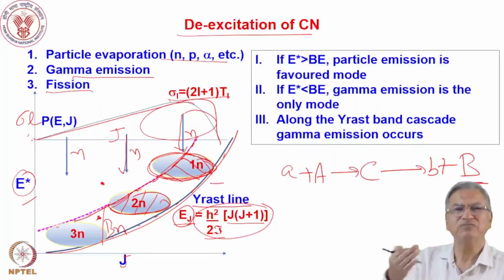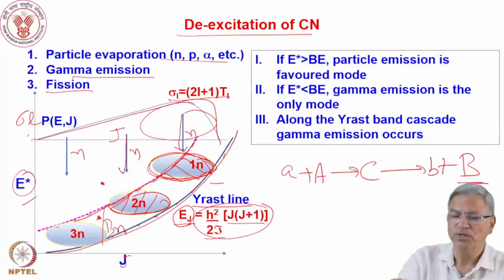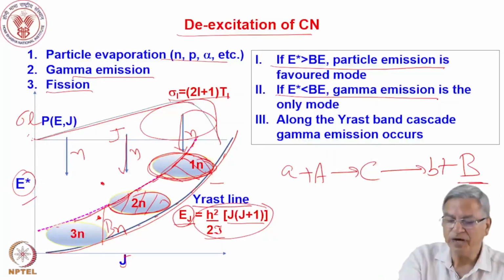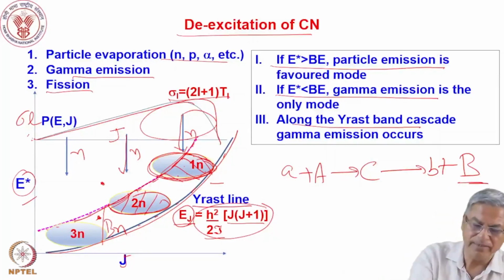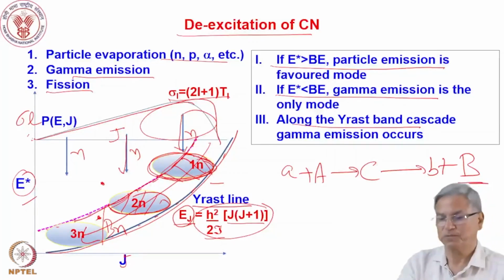In fact, if the excitation energy is very high, fission is the first predominant reaction, but fission has a barrier. So if fission is possible, first is fission, then particle emission, and then gamma emission. That is the sequence. So if E star is more than the binding energy, particle emission is favored. If E star is less than the binding energy, gamma is the only mode. Along the yrast band, in this band, which is called the yrast band, only gamma emission is possible, but particle emission is not possible. Only above the yrast band can states emit particles.